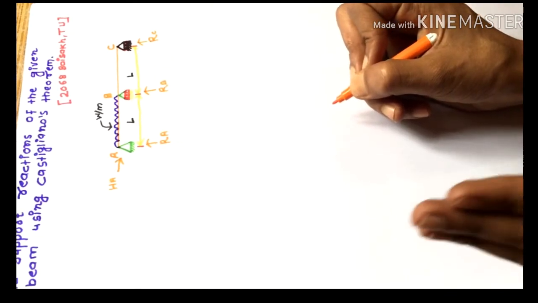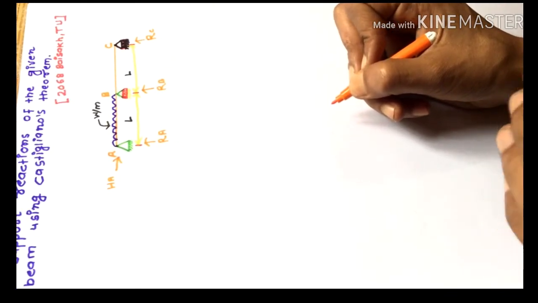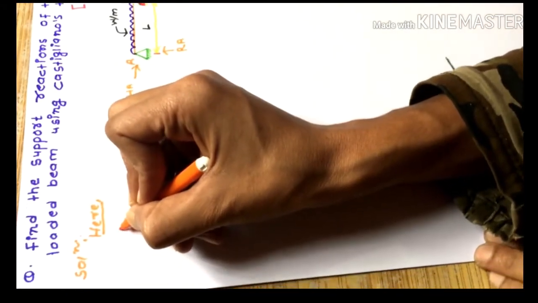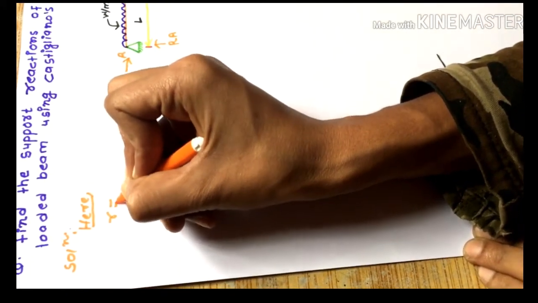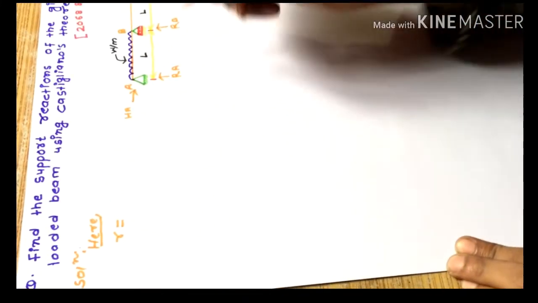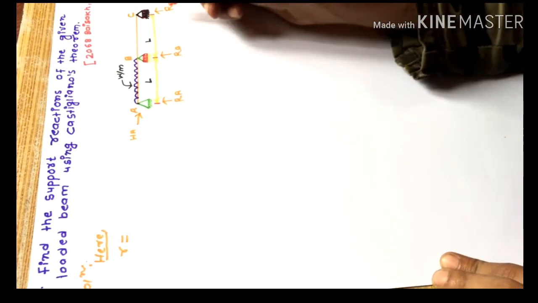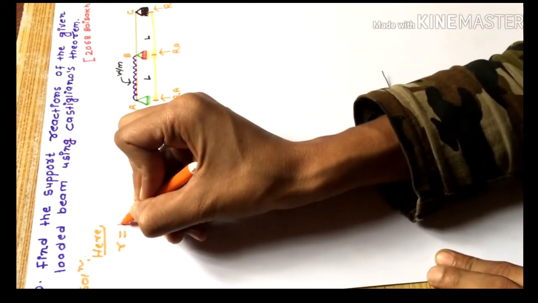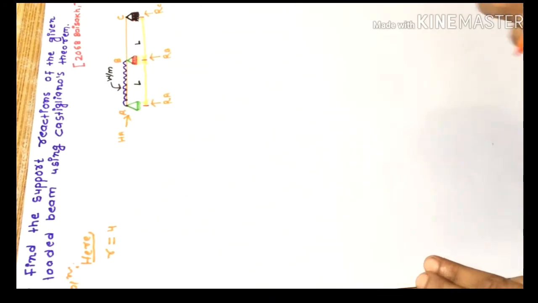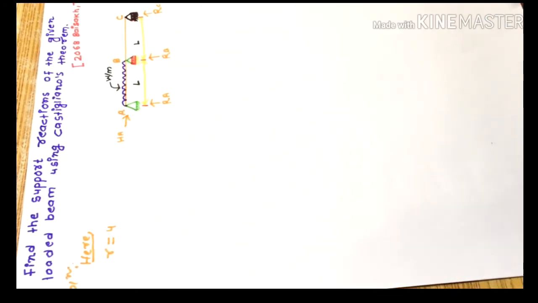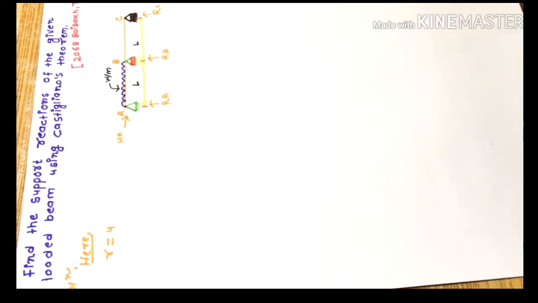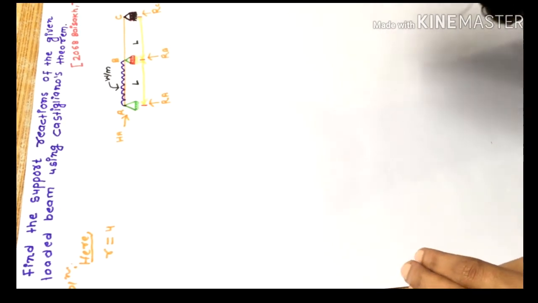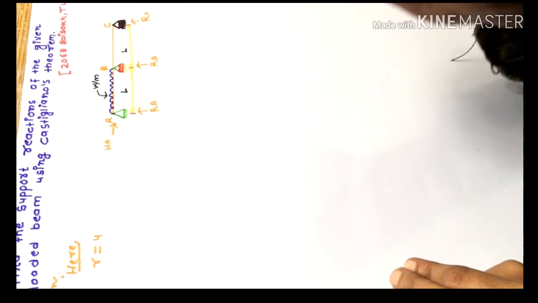If R is the number of reactions, then R is equal to 4: number of reactions 1, 2, 3, 4. But the available equations of static equilibrium are 3. So we can only find 3 unknown reactions using the static equilibrium conditions.